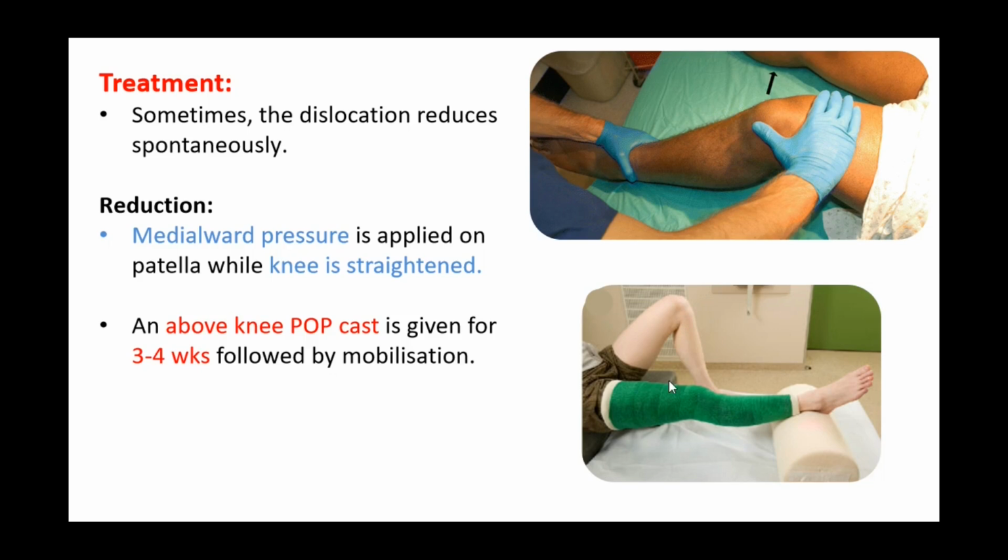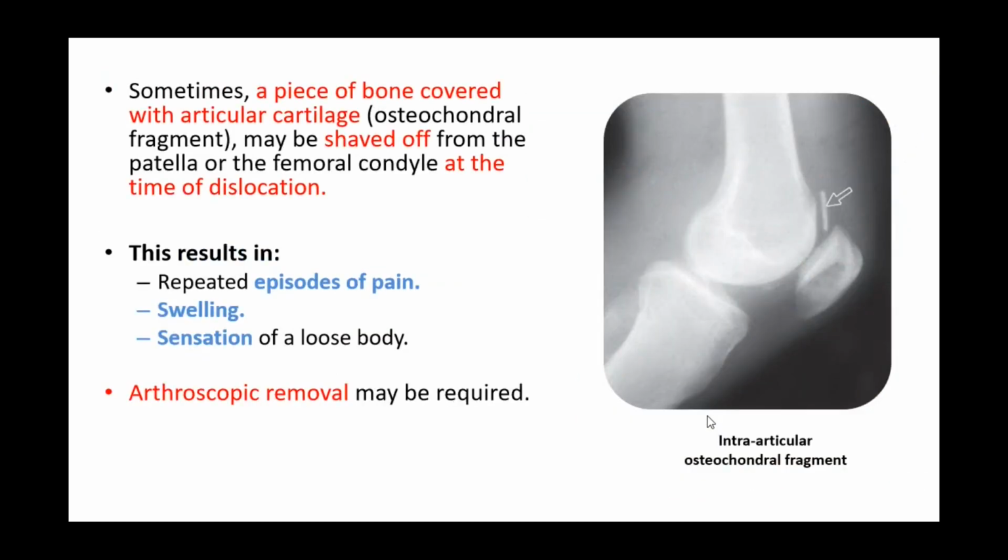Once it is done, an above knee POP cast is given to the patient for around 3 to 4 weeks, which is then followed by mobilization. Now sometimes we see, as you can appreciate here, there is a small chip. This small chip is intra-articular and is known as an osteochondral fragment. This osteochondral fragment is actually a piece of bone which is covered with articular cartilage.